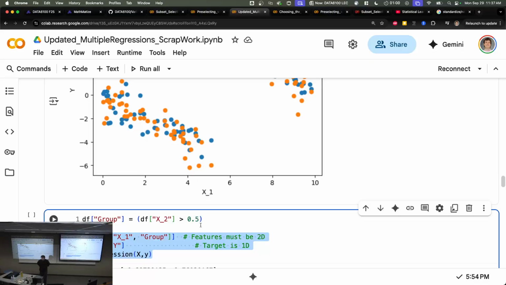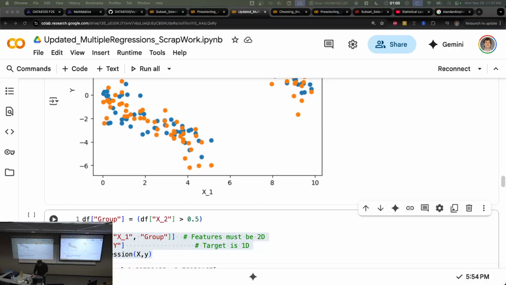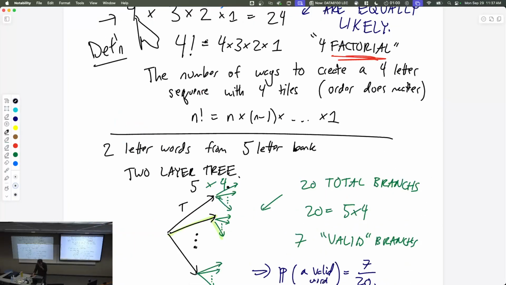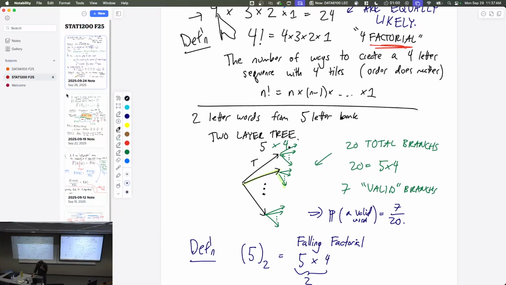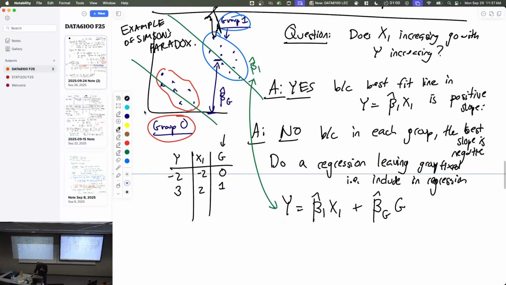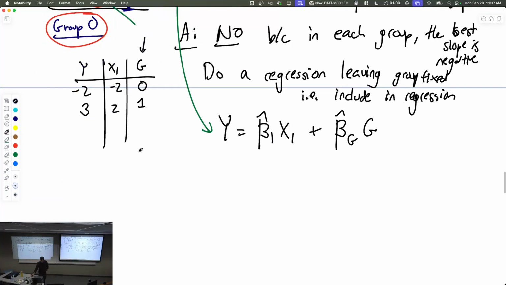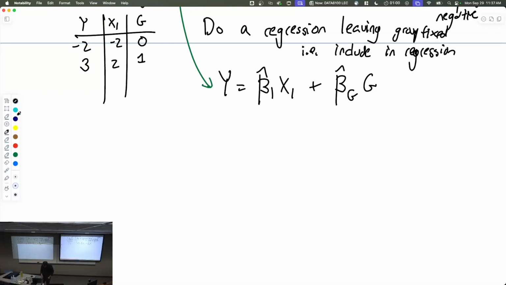Let's write down the equation. So I have this kind of stuff. This is the kind of thing I was talking about last class. Okay, let's see if we can find the note from last class. Okay, yes, very good. So this is the kind of picture we had, and this is exactly the formula that I need. Y is beta hat 1 times x1 plus beta hat G times the G. And actually, there's also another term that is in there by default, which is beta hat 0, the constant.